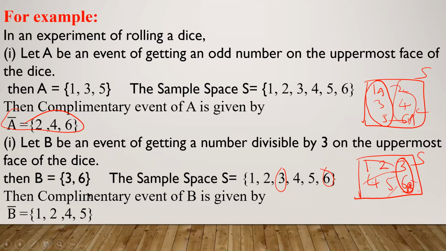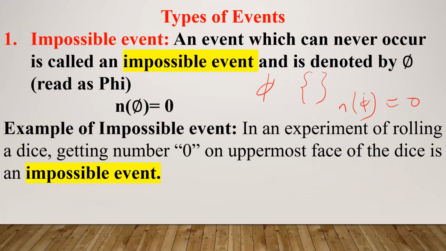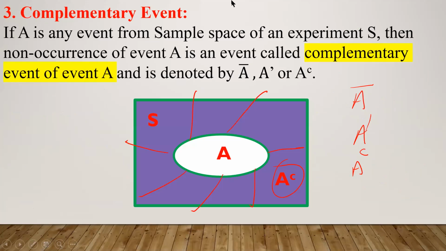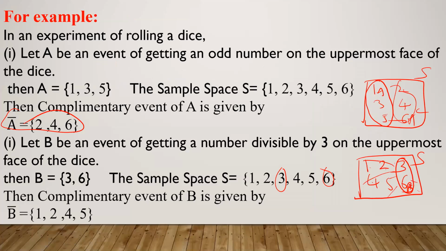So today we have seen the concept of random experiment. What is sample space? What are sample points? What are events? And what are the different types of events? Of those, we have seen three types today. One was the impossible event, which can never occur. The second was the certain event, which will surely occur, that is set S itself. And third, the complementary event: if S is the sample space, what is outside of A is A complement. Okay, this much we have done today.